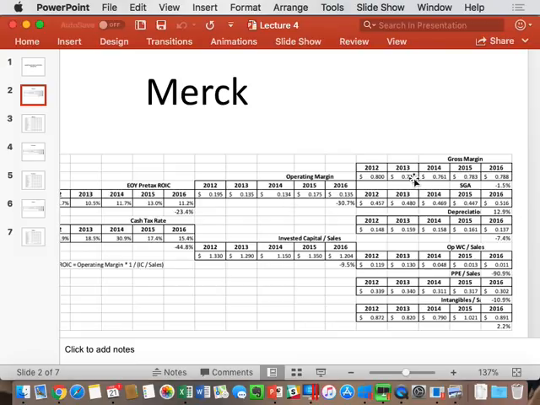Their operating margin, I'll round off, went down from about 19.5 to 13.5, a decline of 6 cents, 6%, 600 basis points. Why? Well, about 1% was a decline in gross margin, and about 5% was an increase in SG&A. That's what hurt Merck.